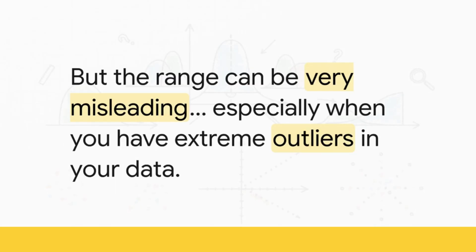Ah, but there's always a catch, isn't there? See, because the range only cares about the two most extreme points, the absolute top and the absolute bottom, it can be incredibly misleading. So what happens if one of those points is a huge, weird outlier?